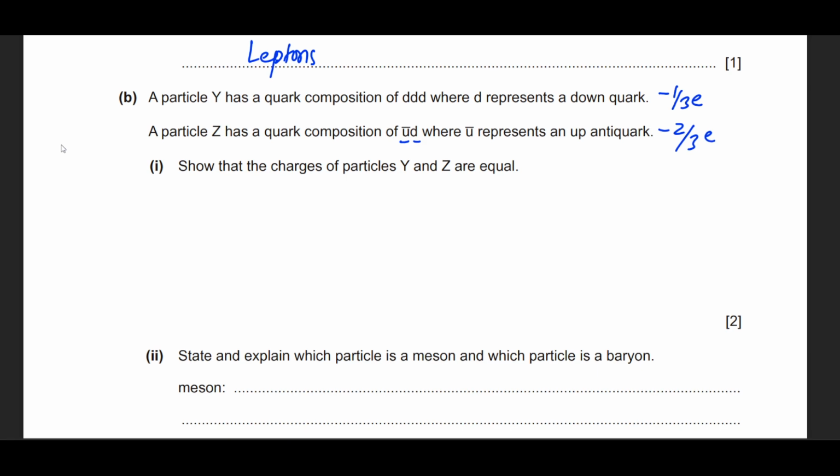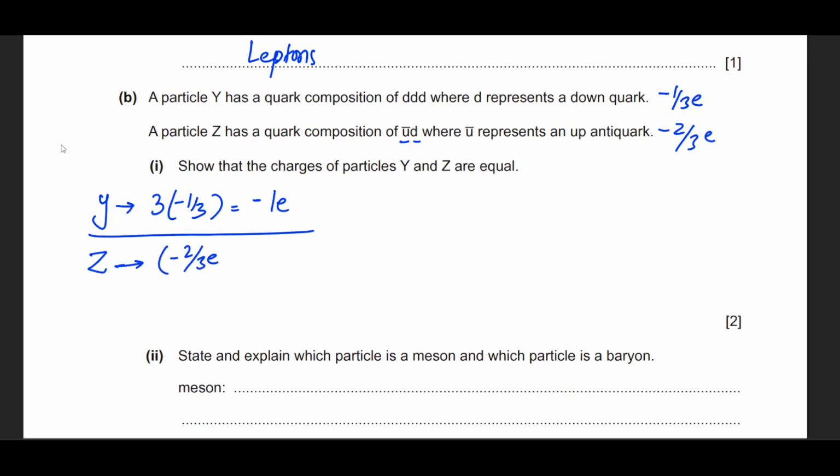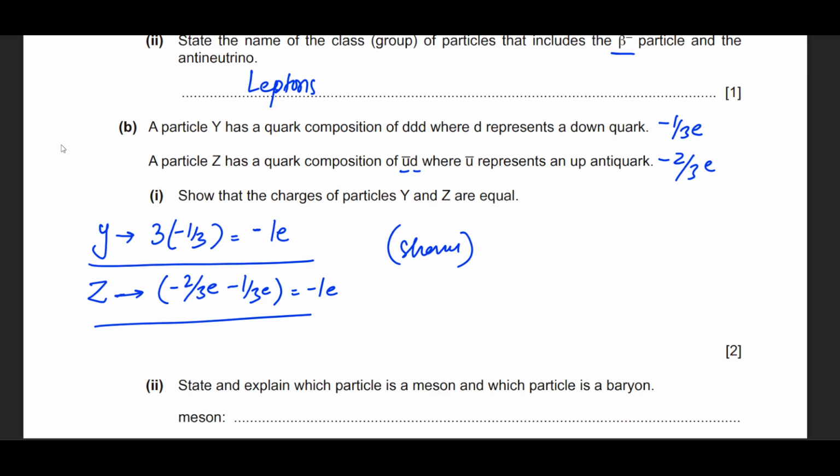So let's do that. Y has 3 downs, right? So 3 multiplied by -1/3 is equal to -1e, the elementary charge. Let's do that for particle Z. For particle Z, we have an anti-up, which is minus 2 by 3e, and a down, which is minus 1 by 3e. This comes out as -1e again. So you can say that, hence shown, the charges are equal. You have to remember this, right? So you have 6 quarks that you have to remember: up, down, bottom, strange, top, and charm. These are the 6 quarks that you have to remember, and their respective charges as well.